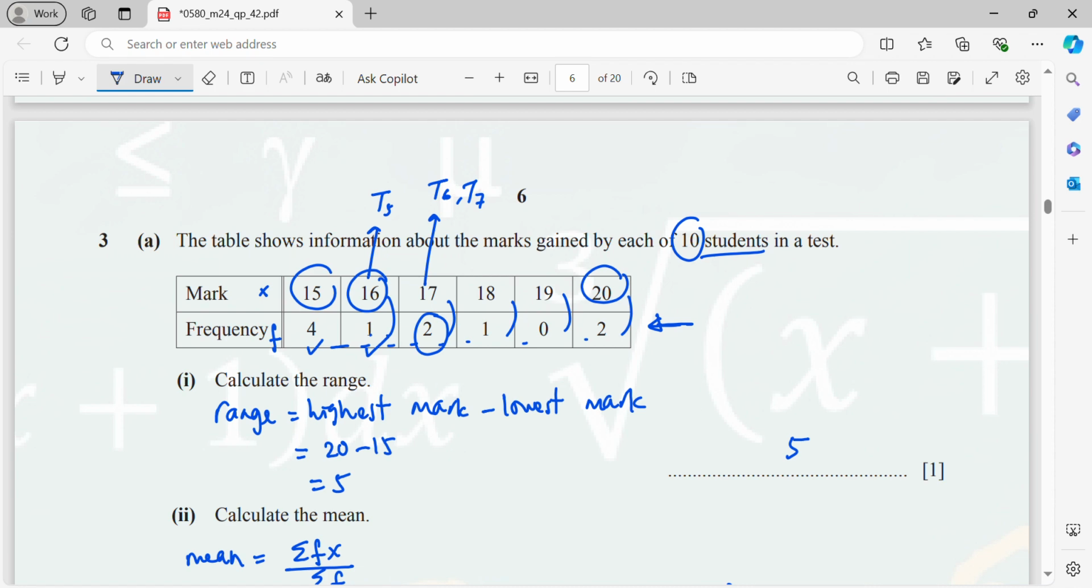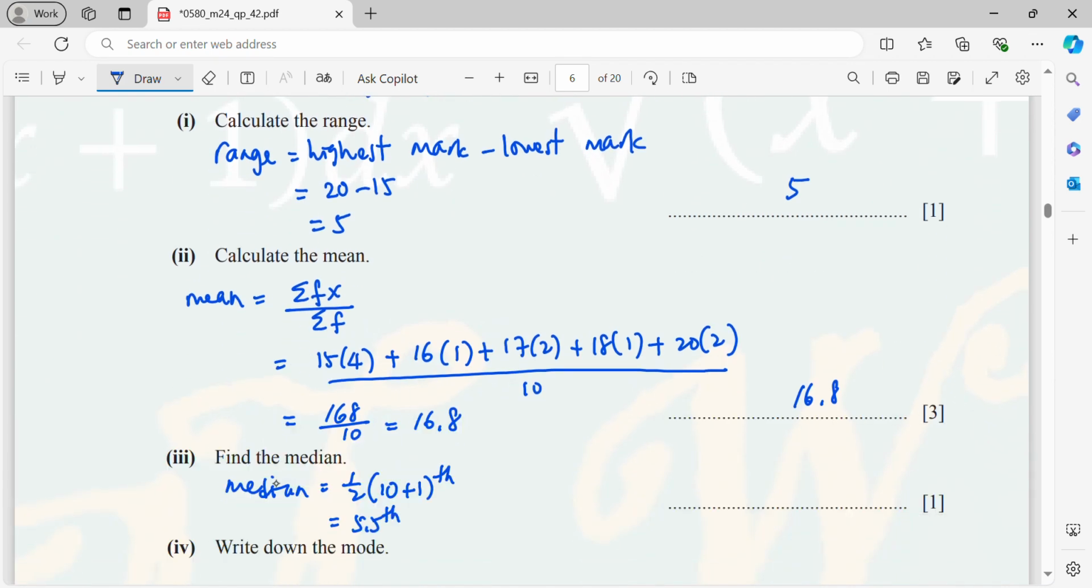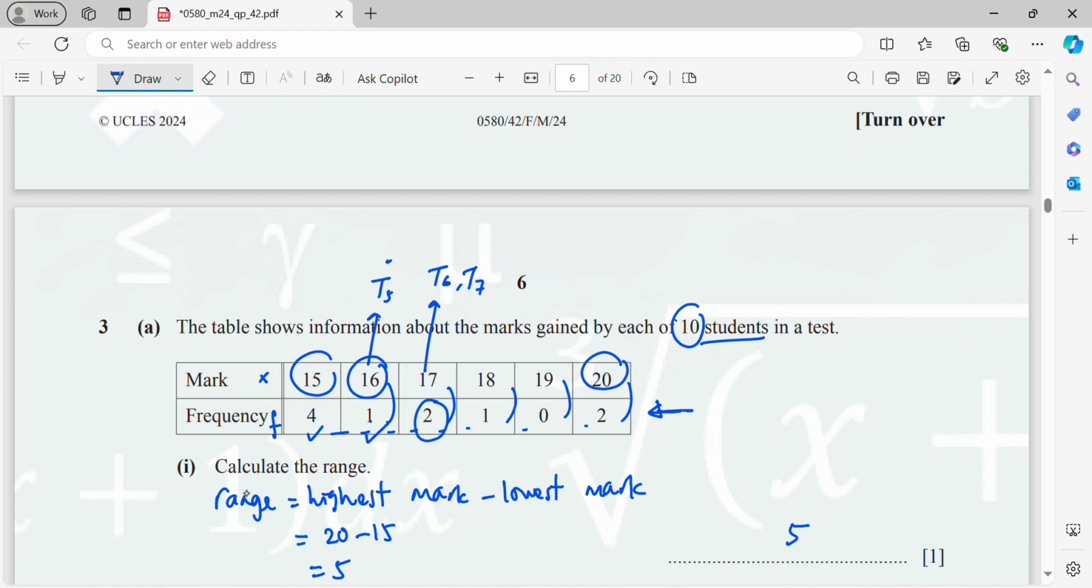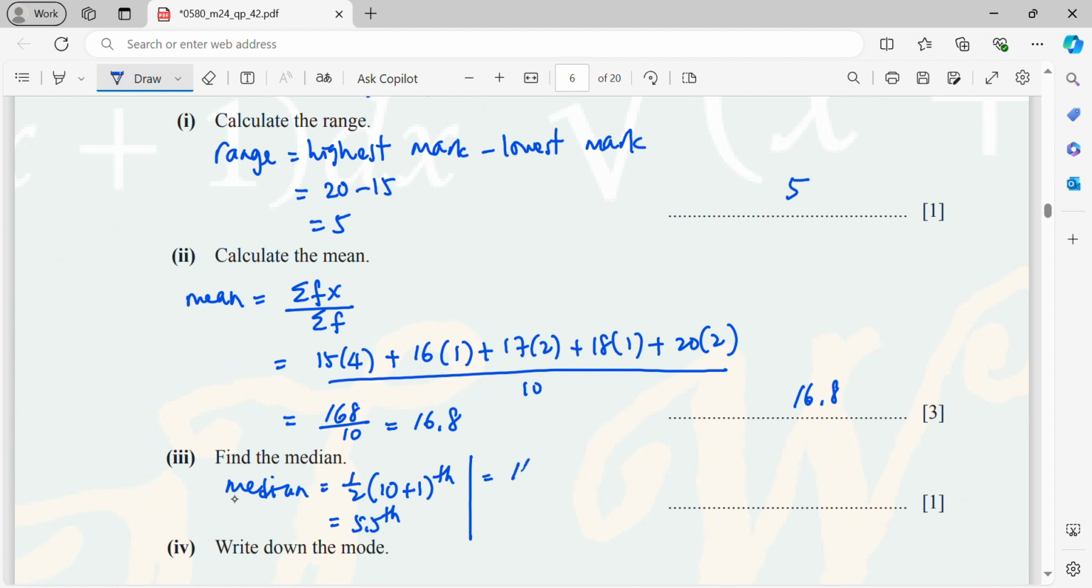So now I will be getting the average of the 5th and 6th data. The 5th data is with value of 16, and then the 6th data is with value of 17. So now I need to get the average of these two values. That is going to be 16 plus 17, then divided by 2. That is 16.5. So that is my median.